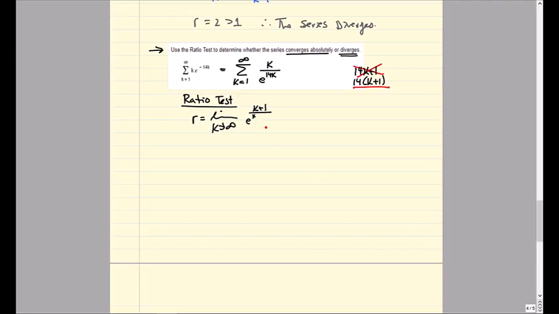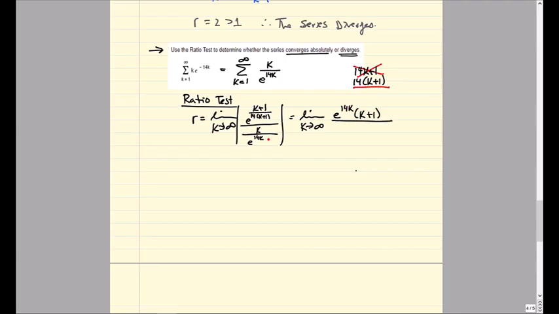Again, I want to rewrite that a little bit. 14k plus 1, all over our current term, which is k over e to the 14k. Okay, so technically there's absolute values here, but all of these terms are positive. There's no negatives here, so I can drop those. And remember, when you divide by a fraction, you multiply by the reciprocal. So e to the 14k comes up top times k plus 1.